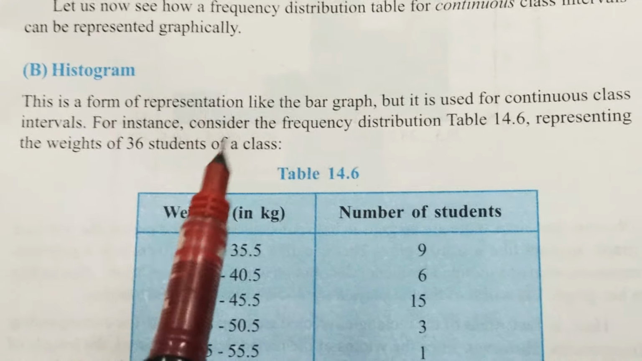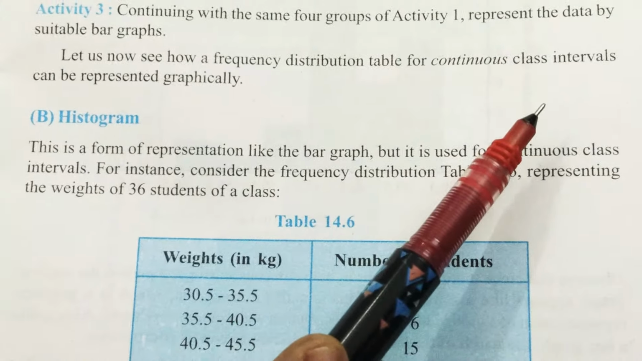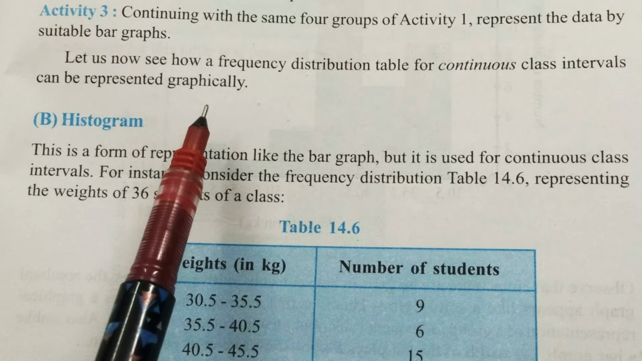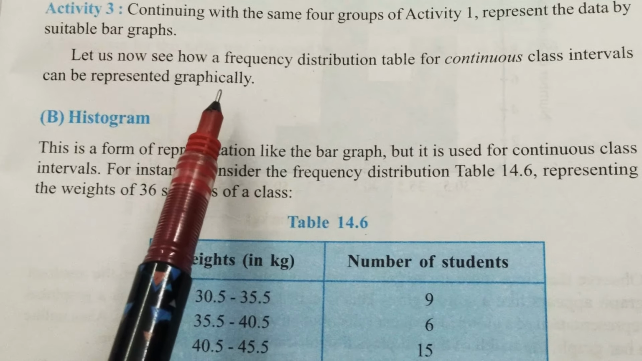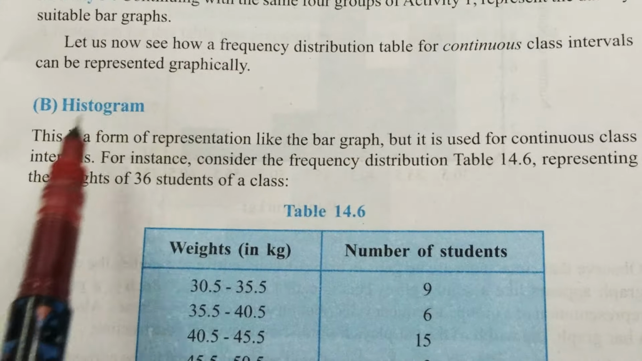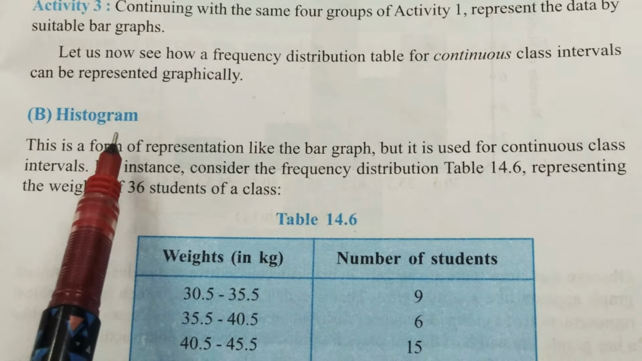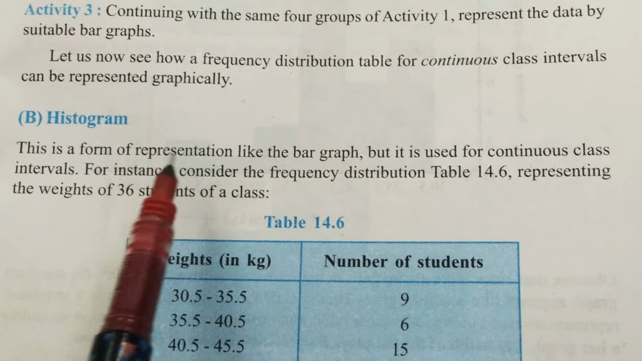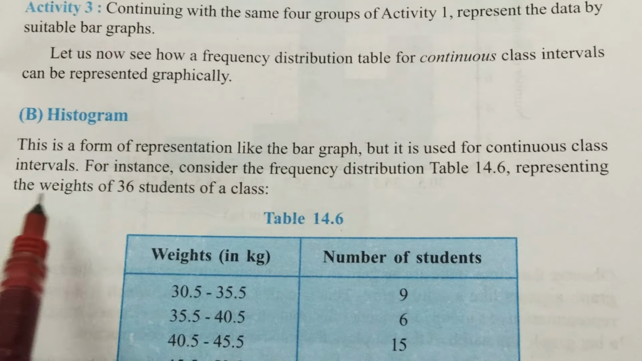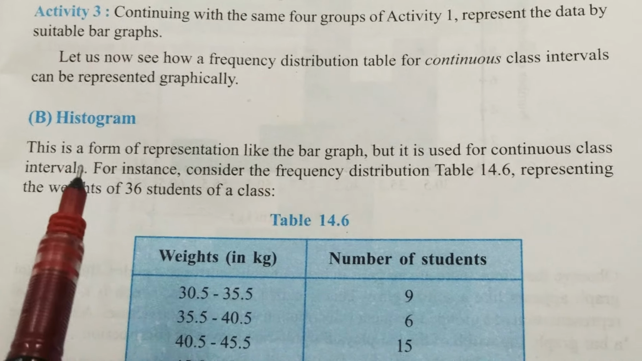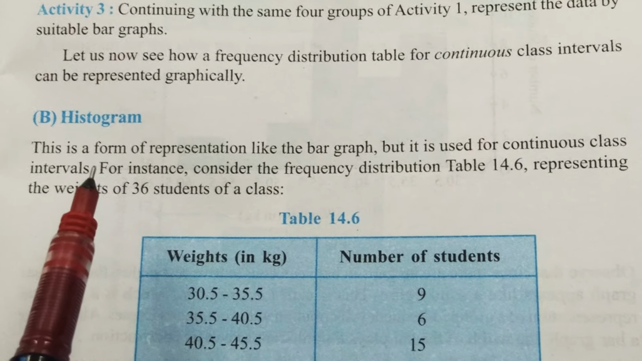Now suppose that we have to show a frequency distribution table for continuous class intervals graphically. In that case, we will not use a bar graph. In the case of continuous class intervals, we will use another type of graph, that is histogram. So what is a histogram? This is a form of representation like the bar graph, but it is used for continuous class intervals.